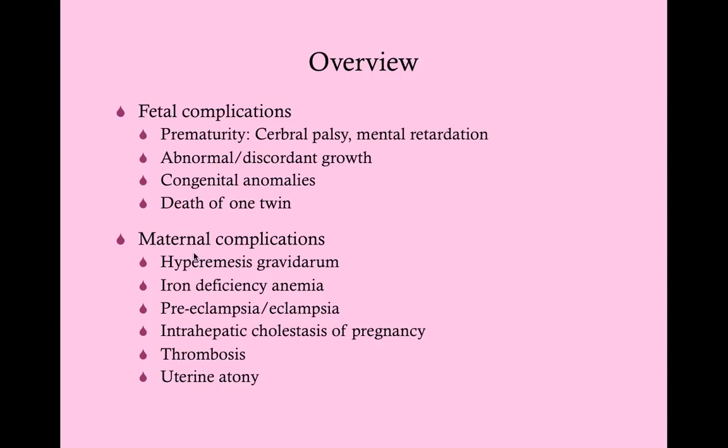Maternal complications include, as we mentioned, hyperemesis gravidarum, iron deficiency anemia, simply because of the increased demands. I would also say that there is an increased risk of macrocytic anemia as well. Increased risk of preeclampsia, eclampsia, increased risk of intrahepatic cholestasis, and then an increased risk of thrombosis, and very important, postpartum, increased risk of hemorrhage due to uterine atony, and that's because of the enlarged uterus. The uterus is much more distended than in a singleton pregnancy.